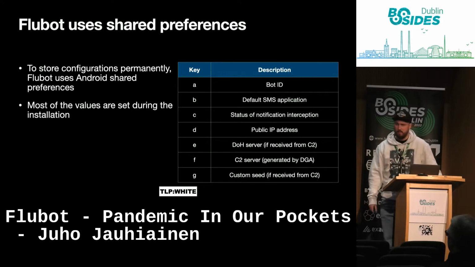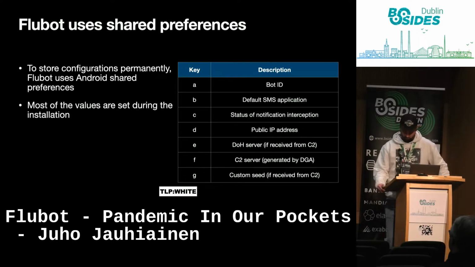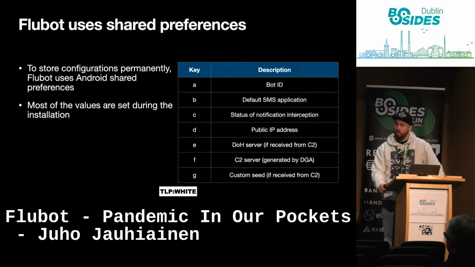And also the custom seed, which is used for the DGA. So when they created a list of C2 domains, they are using a hard-coded seed, which has been 1945 in many of the samples. But of course they have this feature so that they can update it dynamically.